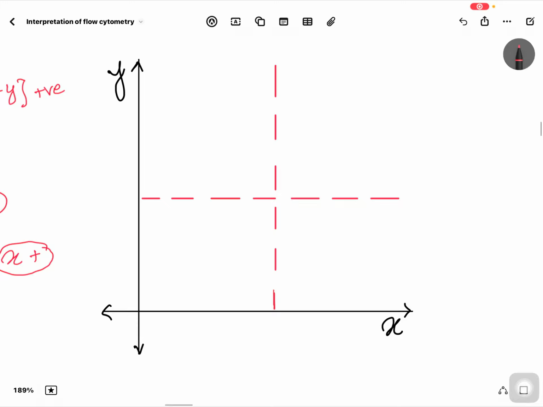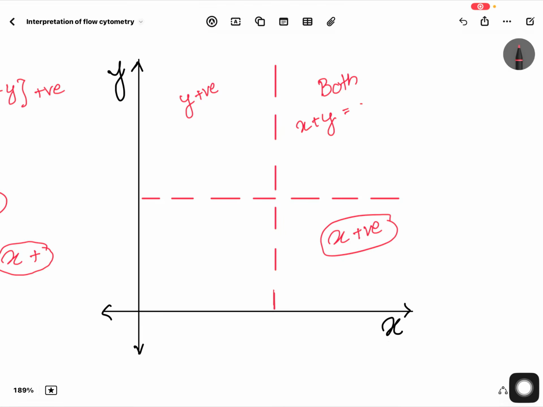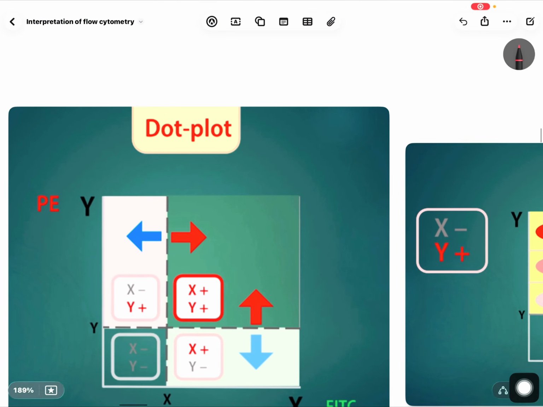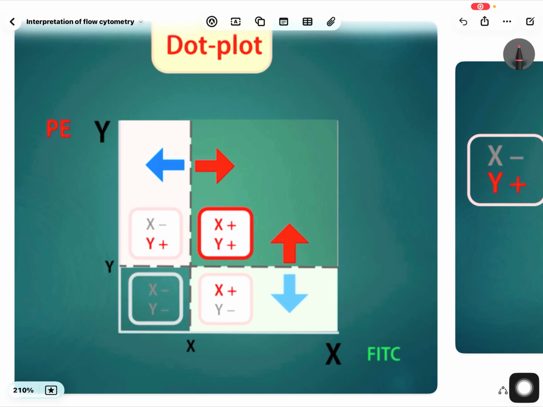Understand? Let's revise it again. This quadrant shows x positive, this quadrant shows y positive, this shows both x and y being positive, and this shows both are negative. Is it simplified? Let's check if whatever we have done is right. Did we get both positives? Yes. On this side is x positive, on the upper side is y positive, and both are negative in this quadrant.